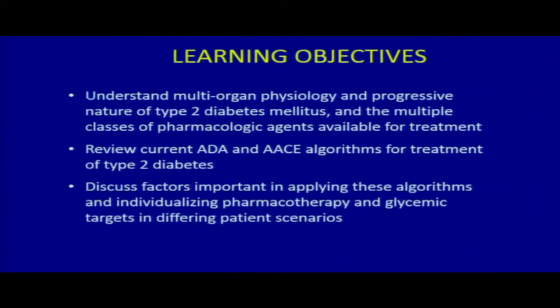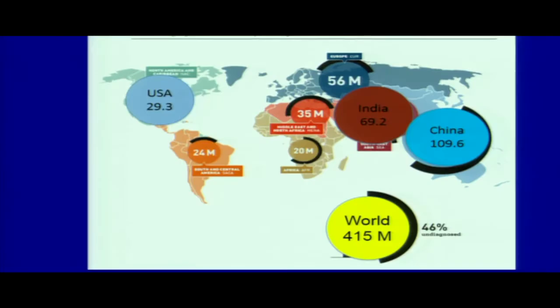So what we're going to do is briefly go over some of the complex physiology of type 2 diabetes, the fact that it's a progressive disease, and the myriad of treatment options that have been developed to lower glucose. Then introduce the algorithms that have been developed by our two major national organizations, the ADA and the American Association of Clinical Endocrinology. And then go back and forth through a series of cases that help navigate those algorithms to make decisions in patients that present with different characteristics and different comorbidities, and figure out which drug to use when and why.